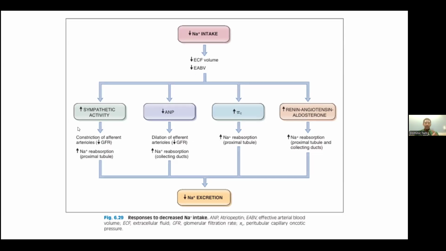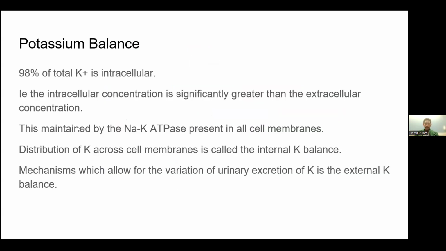Conversely, the opposite happens when a decreased amount of sodium intake occurs. When a person eats a diet low in sodium, there's a decrease in the extracellular fluid volume and a decrease in the EABV. That is detected, and the kidneys then orchestrate their way of decreasing sodium excretion to attempt to return the ECF volume back to normal. So that was sodium and chloride.